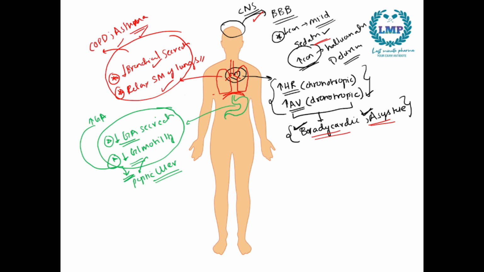Though this is not the first line treatment we give, in later treatment we can give it, because if you give it in first line, it has a lot of side effects. We have other better drugs for peptic ulcer, but in later treatment, if those don't work, we do have this option of giving atropine as the anti-peptic ulcer agent.